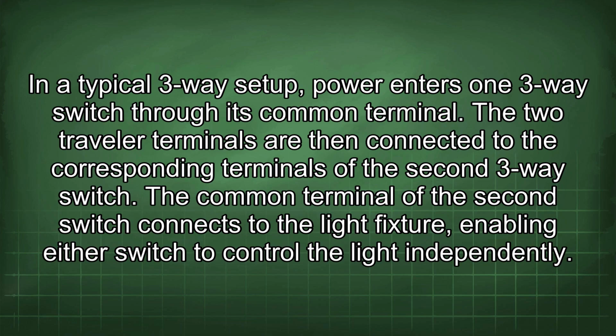In a typical three-way setup, power enters one three-way switch through its common terminal. The two traveler terminals are then connected to the corresponding terminals of the second three-way switch. The common terminal of the second switch connects to the light fixture, enabling either switch to control the light independently.